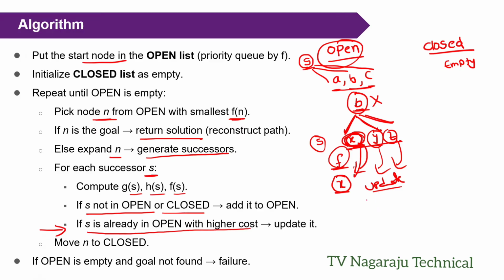Finally, if the open list is empty and the goal is not available, the output is a failure. That is, the goal is not available. Is the point clear? Whatever we discussed, this is the most important part of the A star algorithm. We will discuss the same thing in an example also.